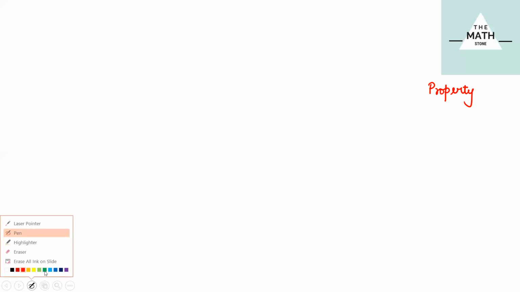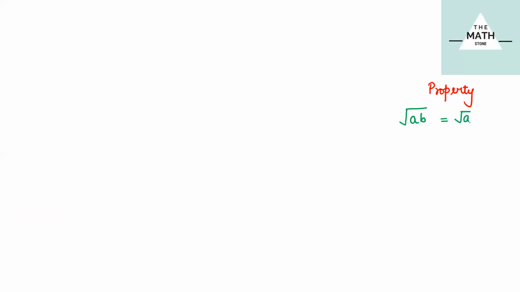Okay. So for this particular skill, let me write the property that we are going to be using. So this property is related to square roots. If inside the square root you have a times b, so this is equal to square root of a times square root of b. This is the property that we are going to use. And we are going to simplify some radical expressions today. So let's start. Number 1.